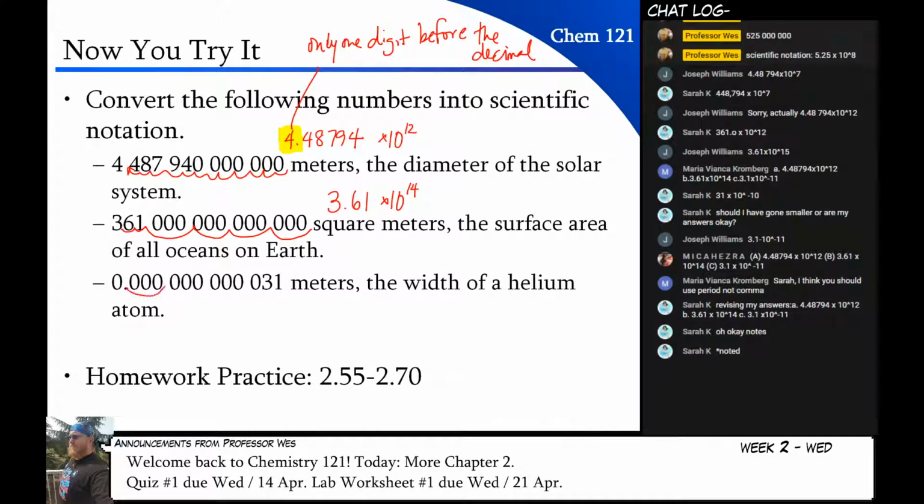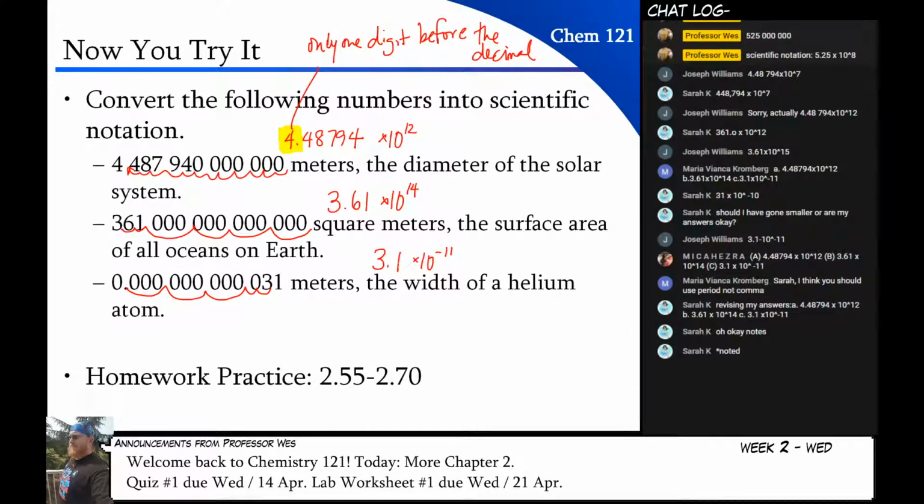We're going to go the other direction here. 3, 6, 9, 10, 11. So I'm going to have a times 10 to the minus 11. And I just take the other numbers. Helium atoms are tiny. In fact, the helium atom is the tiniest atom by volume.